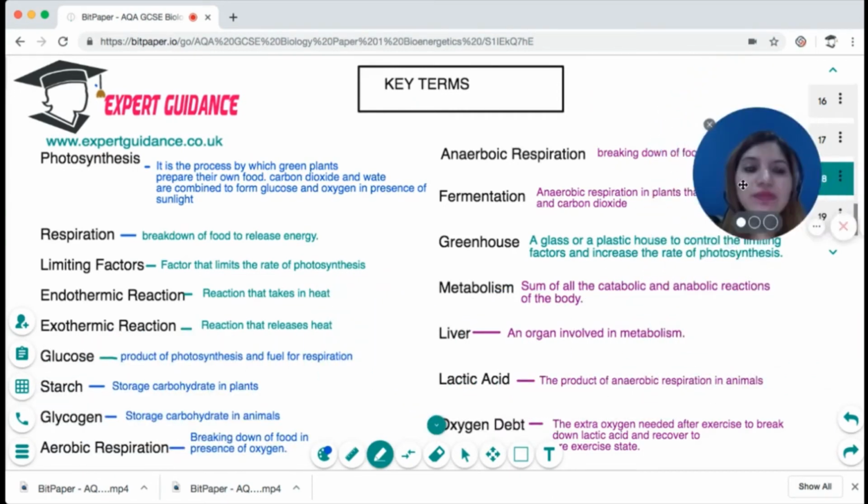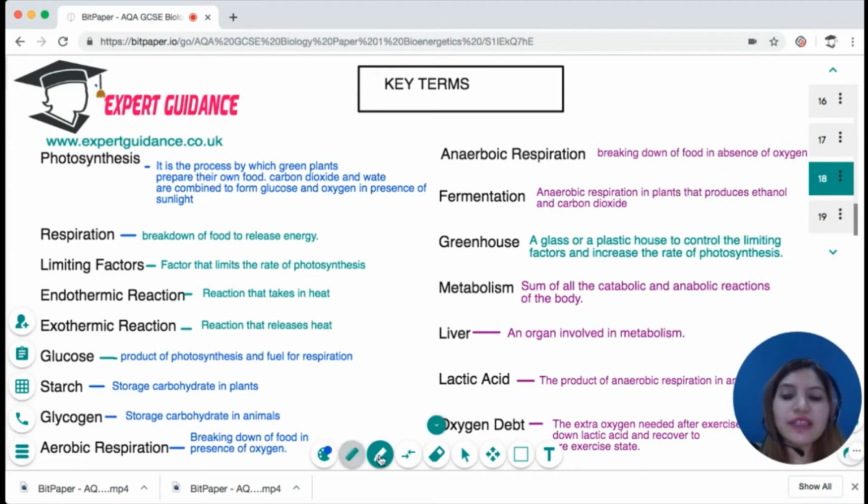Now, this is the time to test yourself to see if you remember the key terms that we did in this topic. We talked about photosynthesis, which is the process by which green plants prepare their own food. Respiration, breakdown of food to release energy. Limiting factor is the factor that limits the rate of photosynthesis. Endothermic reaction is the reaction that takes in heat. Exothermic reaction is a reaction that releases heat. Glucose is a product of photosynthesis and fuel for respiration. Starch is the storage carbohydrate in plants. Glycogen is the storage carbohydrate in animals.